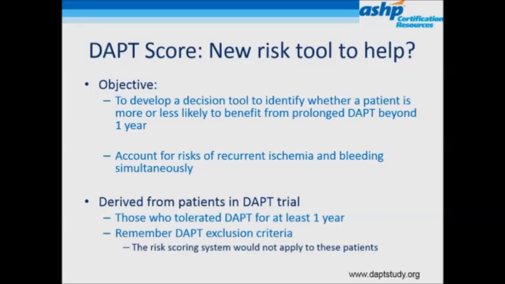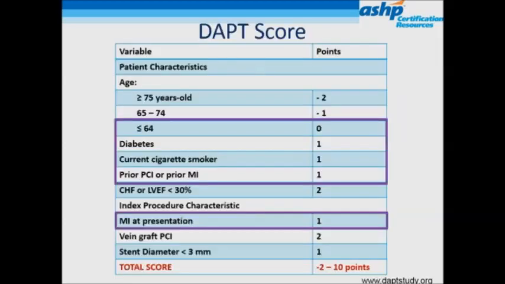And so the objective was to see if they could identify clinical and procedural-based characteristics that they could then provide a score for. Now remember, it's derived from the DAPT trial. So when you read the study, look at the exclusion criteria, because that may not apply to every single patient that gets stented where you have to make this decision. So it's derived from the DAPT cohort, so your patients have to kind of look like the DAPT cohort. So just keep that in mind. This isn't going to be something that you can necessarily apply to every single patient at this point in time, but at least it gives us a place to start.